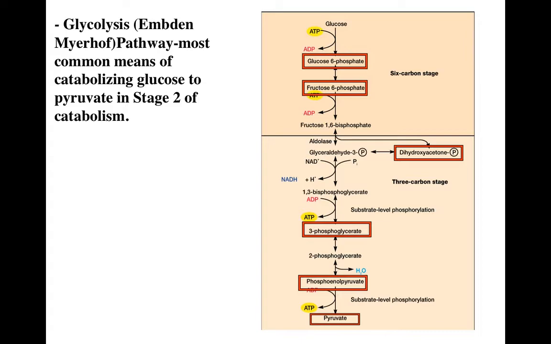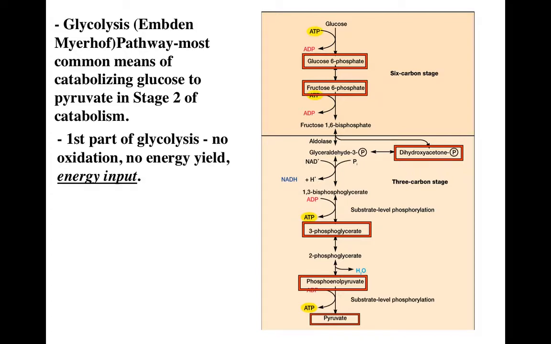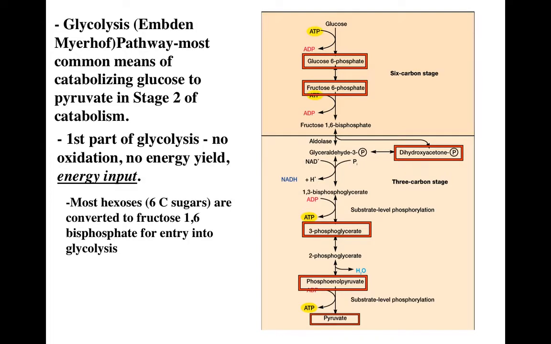So at this point, energy is actually being put into the system rather than coming out of the system. So no energy yield, all energy input at this point. Now, most hexoses, or 6-carbon sugars, are converted. Bacteria in the environment, unless they're living in association with us, very seldom have access to very much glucose. Glucose is relatively rare in the environment, but other sugars are present.